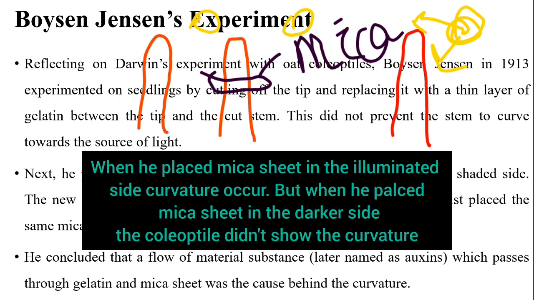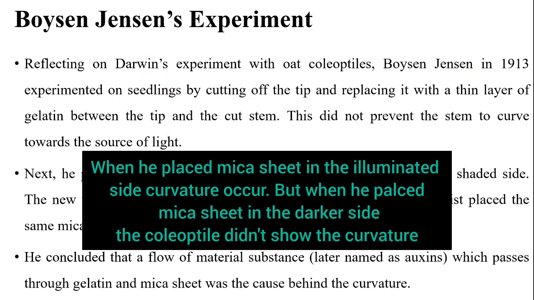Then the scientist placed the same mica sheet on the illuminated side. There was no curvature. He concluded that a flow of material, later named auxin, which passes through gelatin but not mica sheet, was the cause behind the curvature.